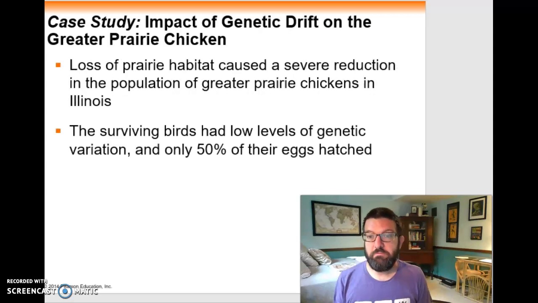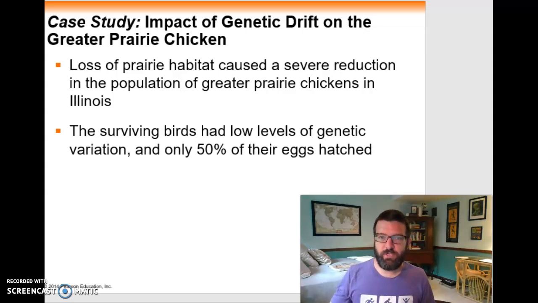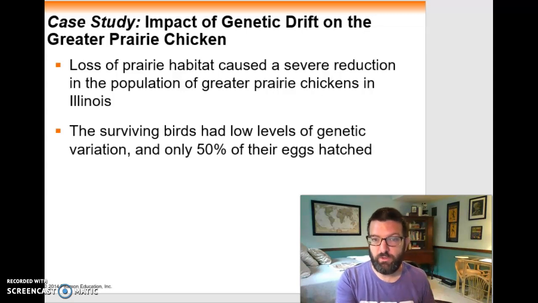Another example of this is the greater prairie chicken. The greater prairie chicken used to live in all different kinds of places in the Midwest, but there's been a severe loss of prairie over the last many, many decades. And so that loss of habitat has led to a loss of birds, and that bottleneck led to a lack of genetic variation. And that lack of genetic variation meant that they suffered some deleterious effects. They lost some good alleles, and their egg hatch rate went down to 50%.